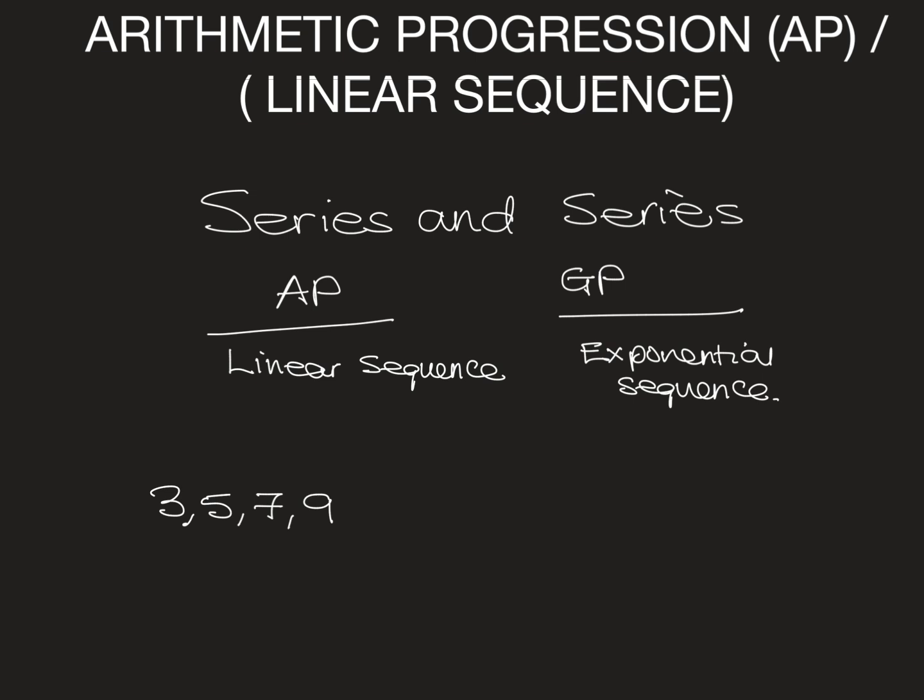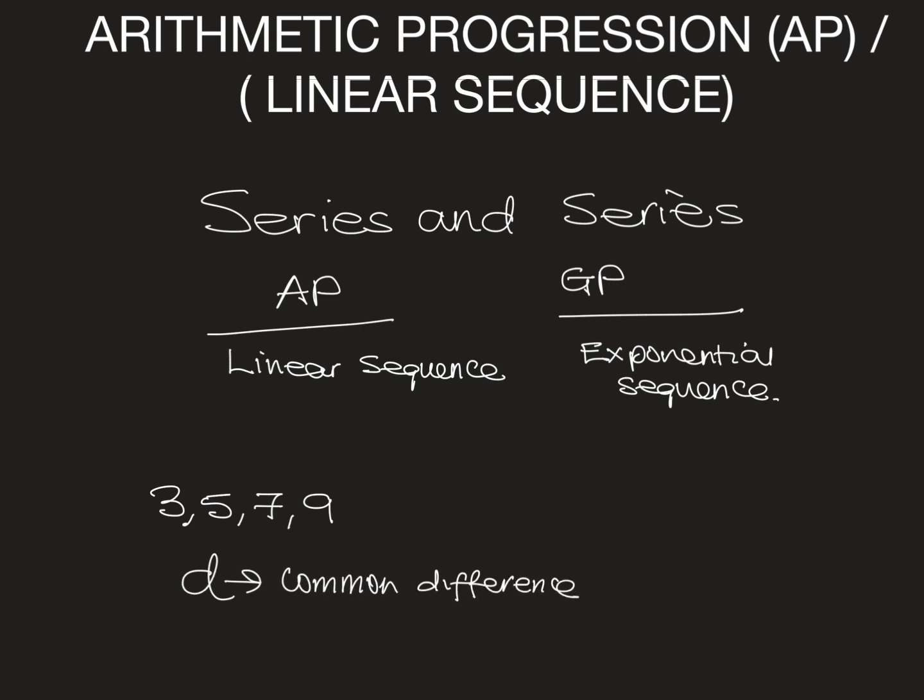If we look at these terms, there is a constant difference between the numbers. Between the second term and the first term, there is a difference of 2. Between the third term and the second term, there is a difference of 2. And between the fourth term and the third term, there is also a difference of 2. That difference is called the common difference, denoted by the letter D.